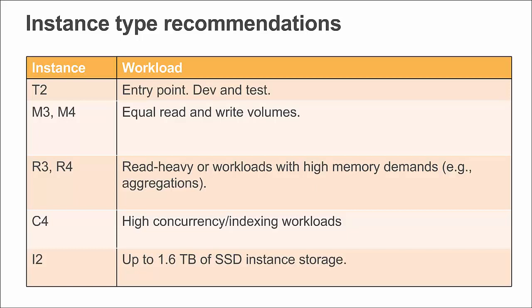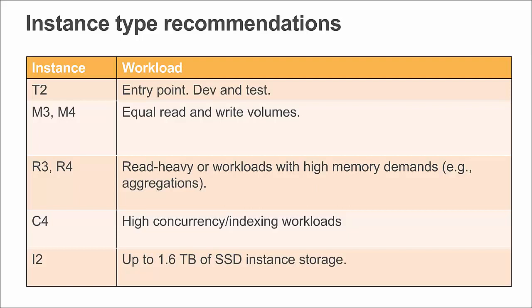We also support the M class instances, M3s and M4s. They are a generally well-balanced machine that we see as being appropriate where you have equal read and write volumes. The difference between the M3s and M4s is that the M4s have a later generation processor and are EBS only. So M3 mediums can still be appropriate as a good entry point as well, where you get a somewhat lower cost machine with ephemeral disk.